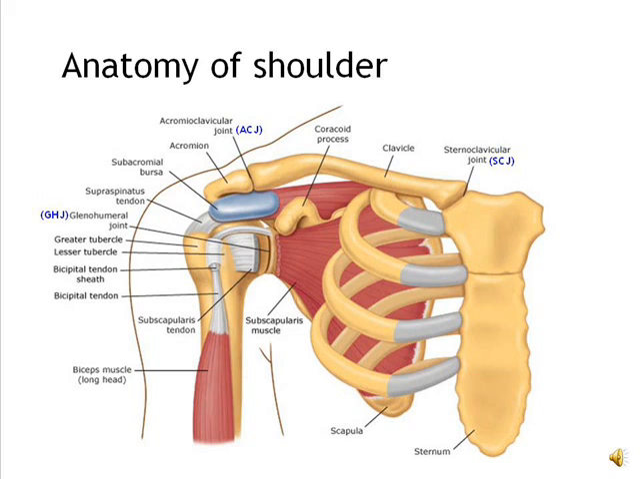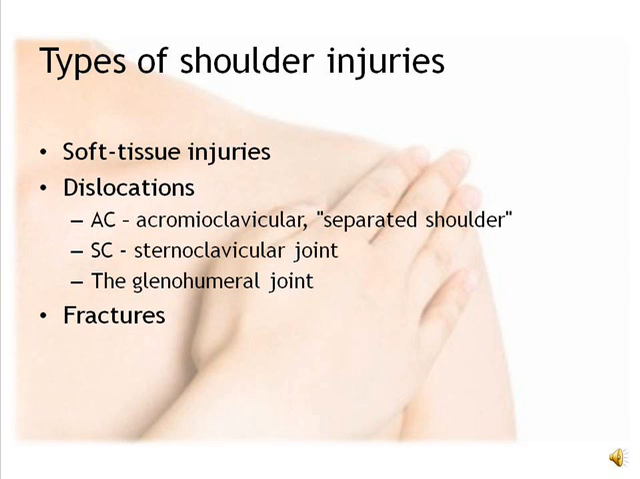Because the shoulder is unstable, it's the site of many common problems. These include sprains, strains, or tears, dislocations, separations, tendonitis, bursitis, fractures, frozen shoulder, and arthritis. And we're going to look into all of these conditions today.